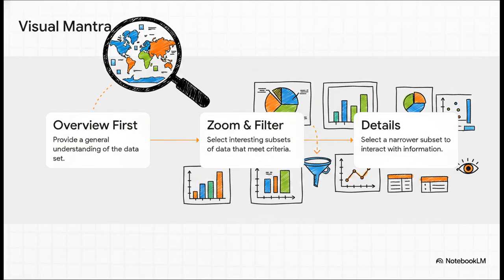Step 1, overview first, so they grasp the broader context. Step 2, zoom and filter, letting them select interesting subsets. And step 3, details on demand. Basically, you don't hand someone a microscope until you've already shown them the map.